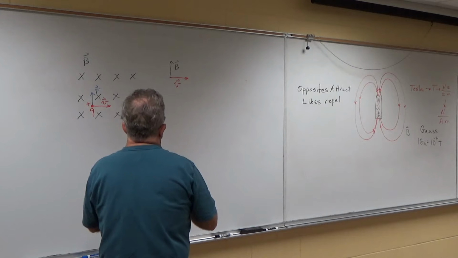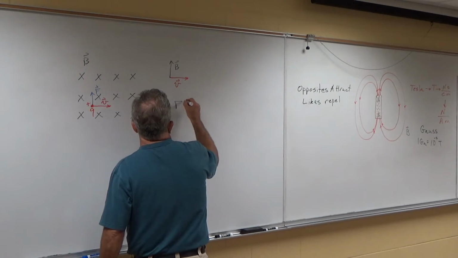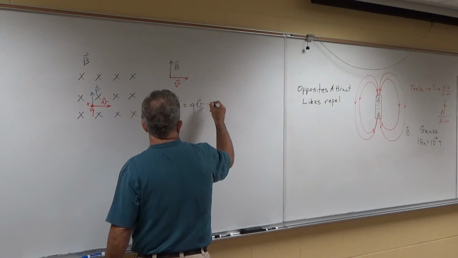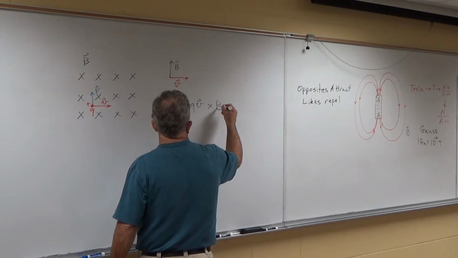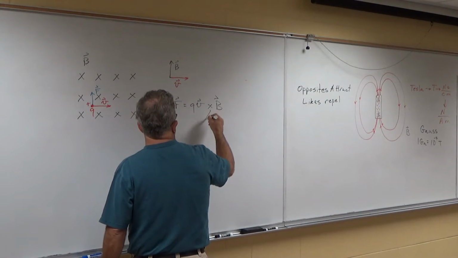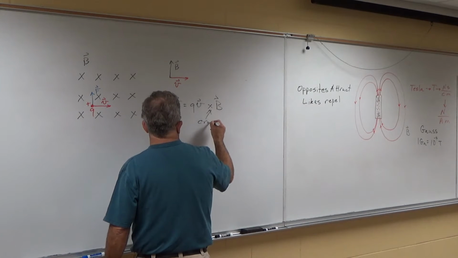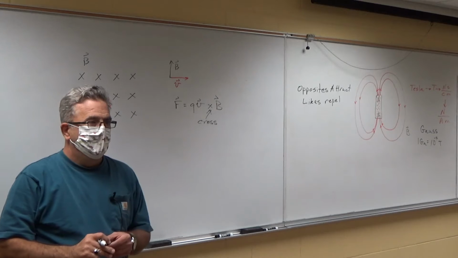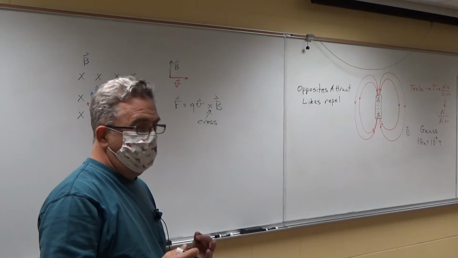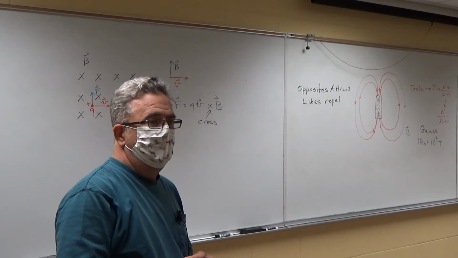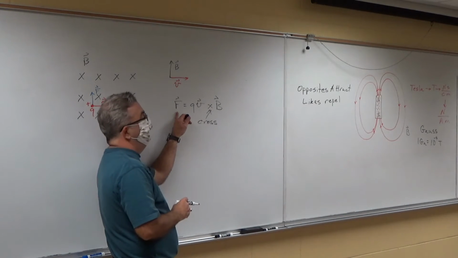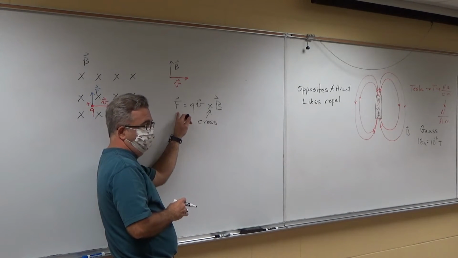The force is a vector, we all know that. And it's given by QV cross B. I'll do a lecture on the cross product, but this is the so-called cross product or vector product. It's a way of multiplying two vectors and the output is a vector.